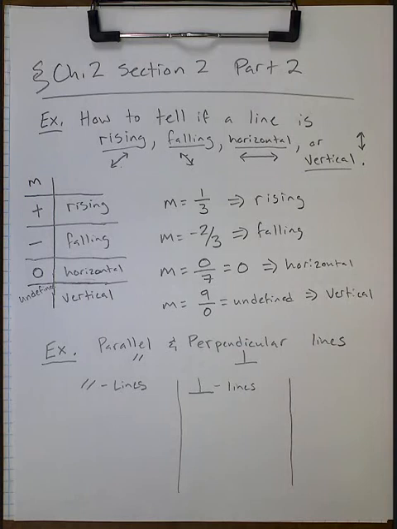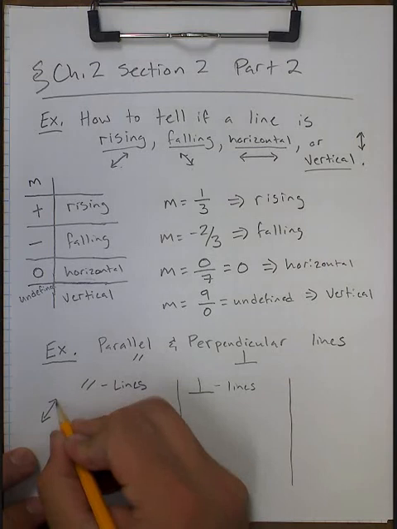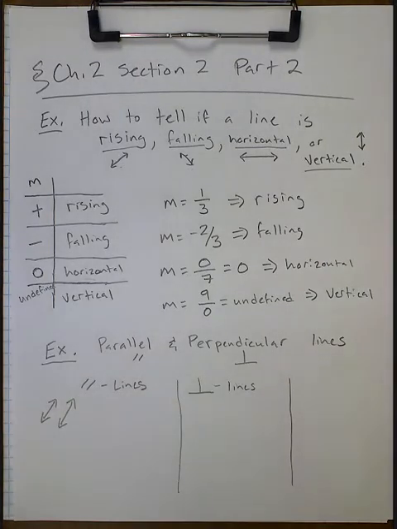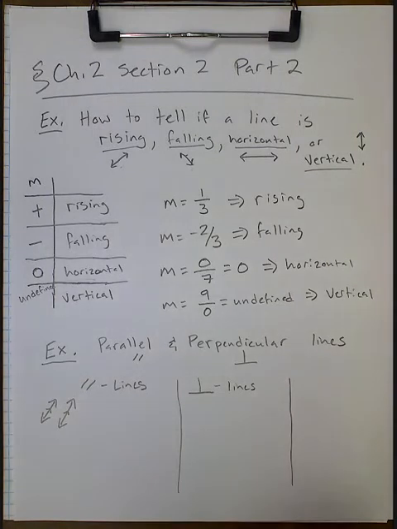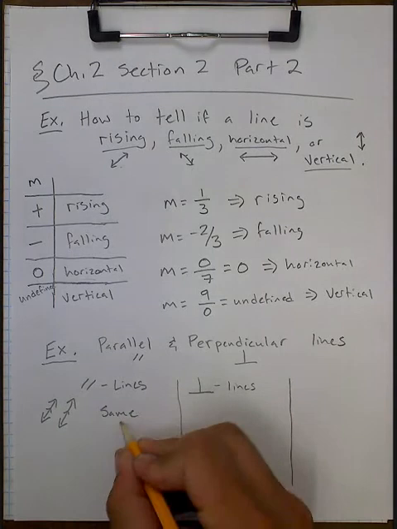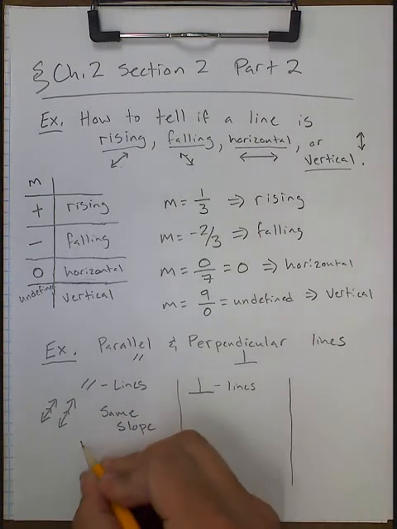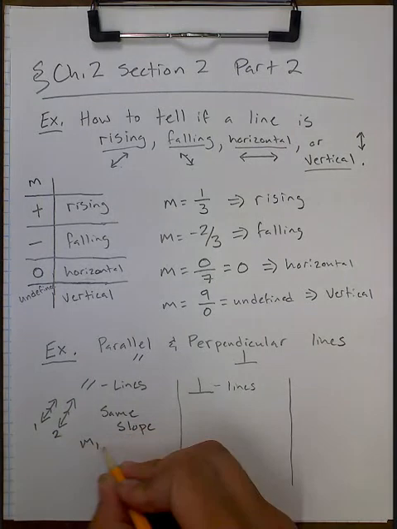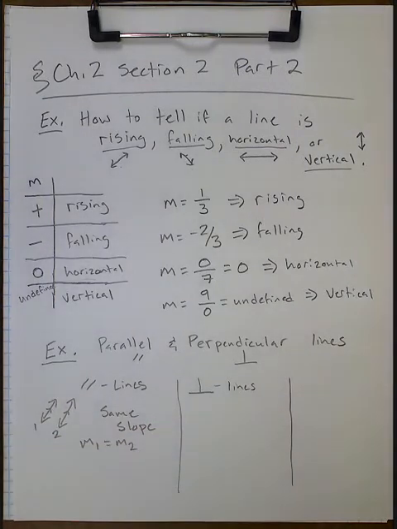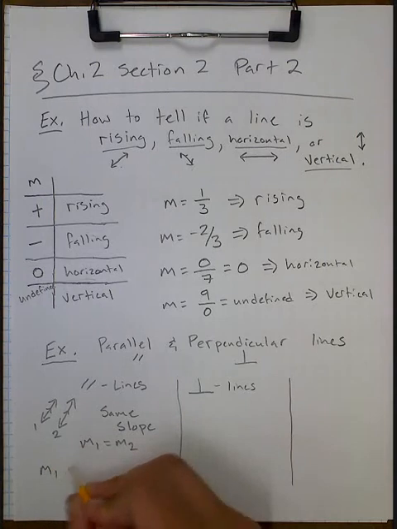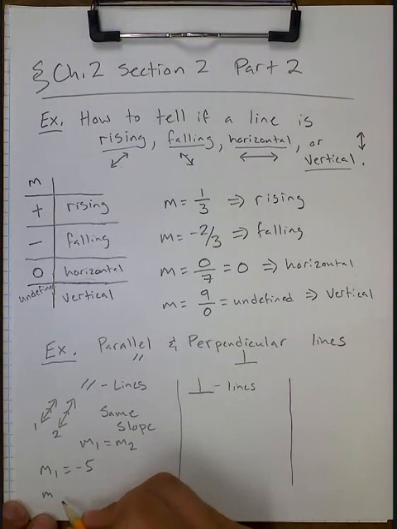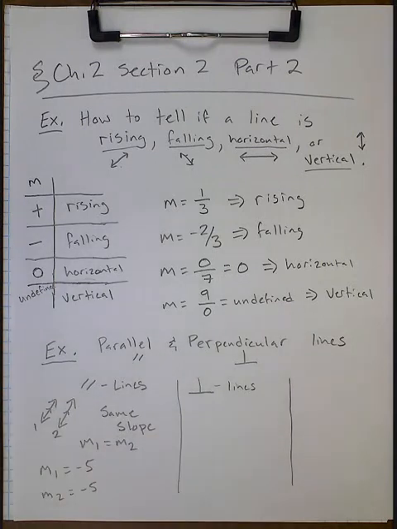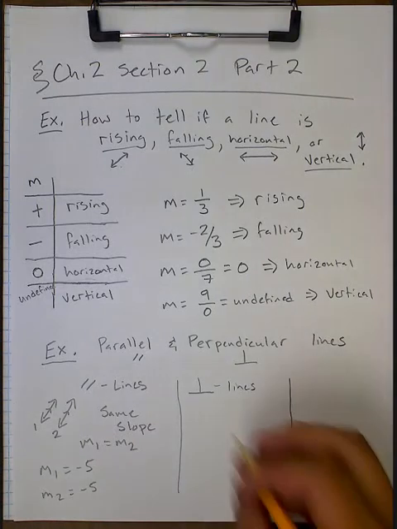Okay. Parallel and perpendicular lines is next. Parallel lines are lines that never intersect in the coordinate plane. Sometimes we denote them with little arrows right in the middle of the line, saying that these are parallel lines. Parallel lines have the same slope. Okay, m1, this was line 1 and that was line 2. m1 is equal to m2. So for example, if the slope of one line was, let's say, -5, the slope of a parallel line would also be -5.